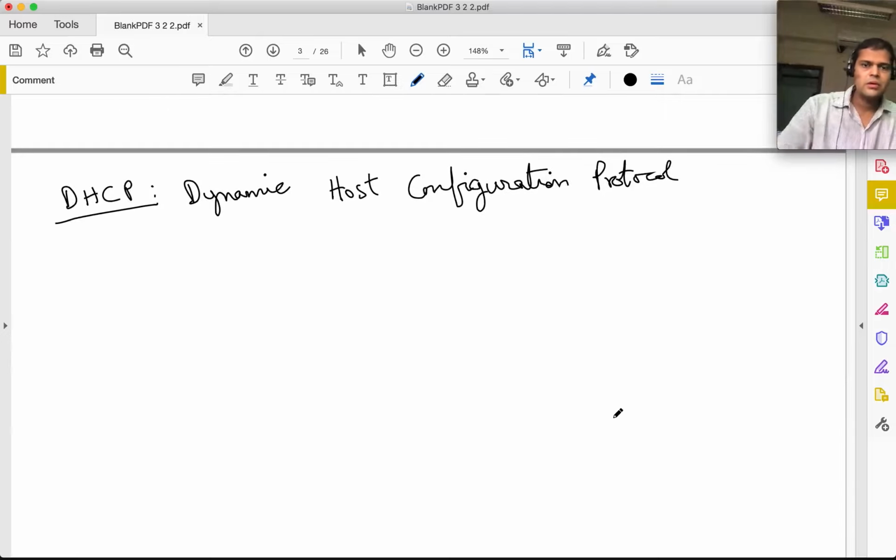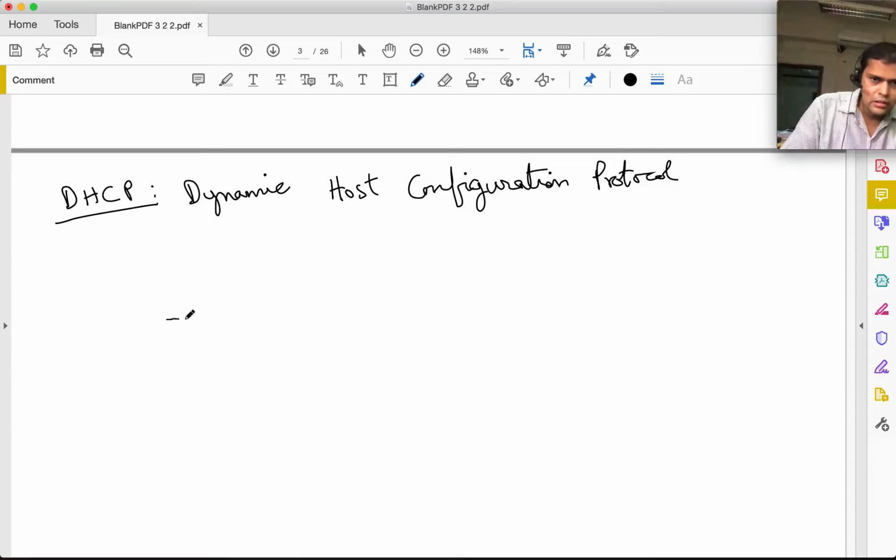So now let's talk about the DHCP protocol. DHCP is used when you want to configure your host. You want to know what is my own IP address, what is going to be the default router's IP address, and so on. So how are we going to do that?